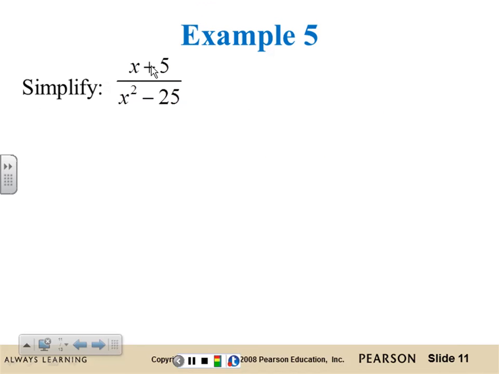Okay, look at this one. X plus 5. That's prime. It won't factor anymore.